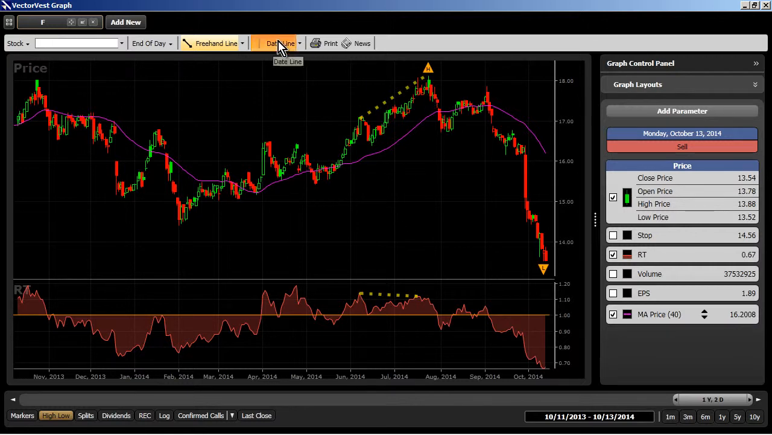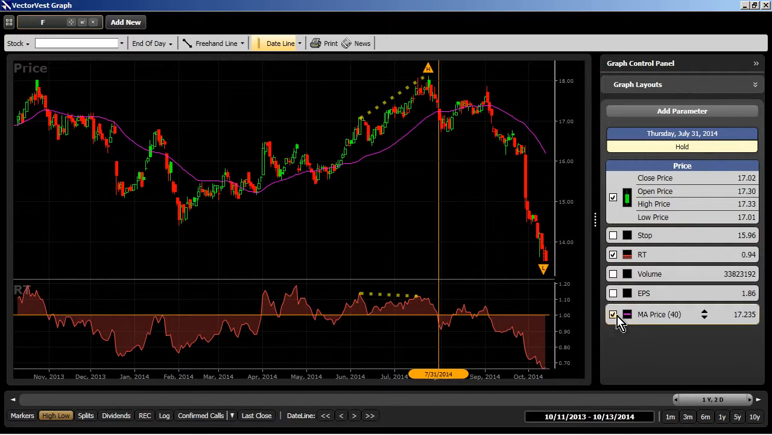So when you saw all these warning signals, price going below the 40-day moving average, RT going below 1, you should definitely have known something wasn't right and it was probably time to exit. The fourth tip is to never ignore a sell recommendation or sell rating. A stock will immediately get a sell recommendation from VectorVest when the price falls below our stop price.